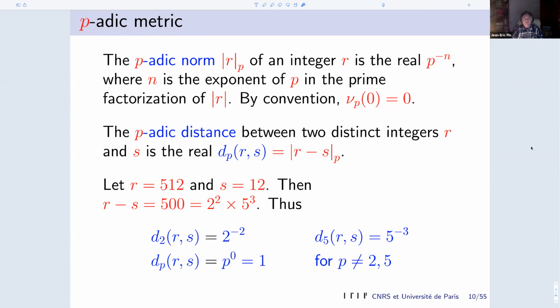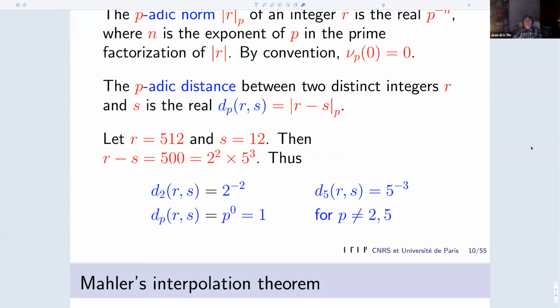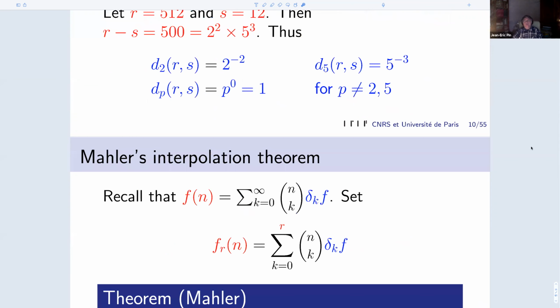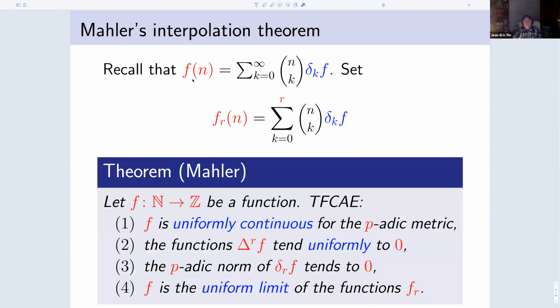And now here is the full statement of Mahler's interpolation theorem. You remember, we start with this function f of n, which can be decomposed as this sum of binomial n choose k times delta k of f. Then you consider the truncated series up to r. So you define a polynomial in this way, which I denote by f_r of n. This is a truncated series, and this is the polynomial I am interested in.